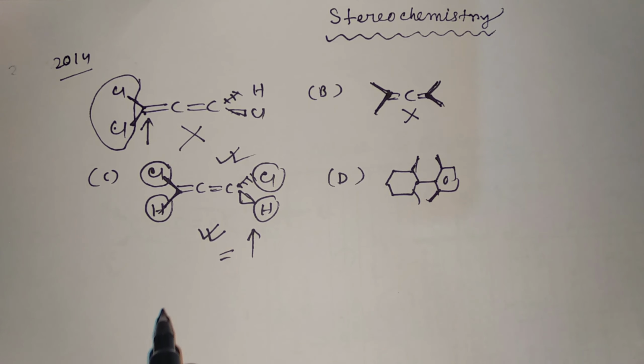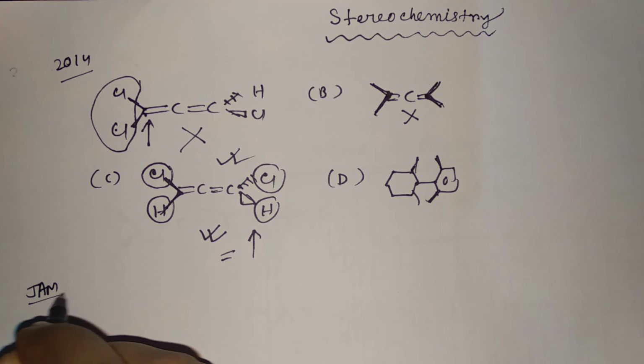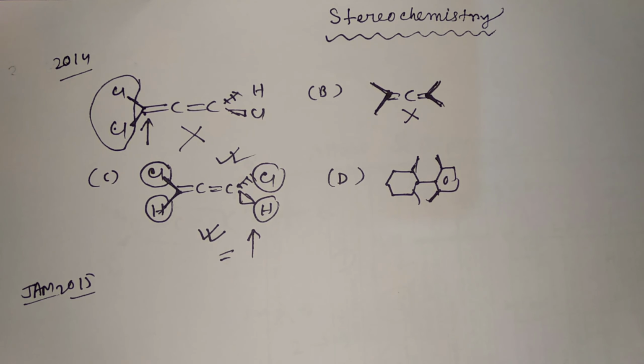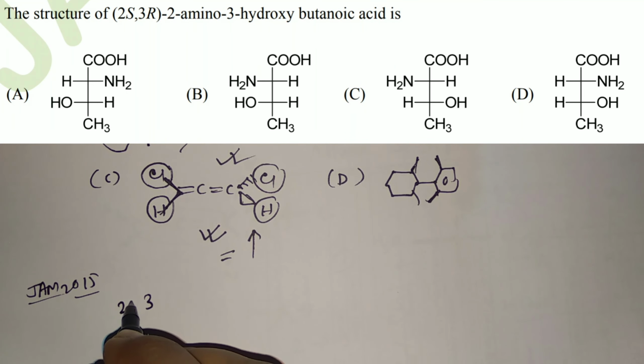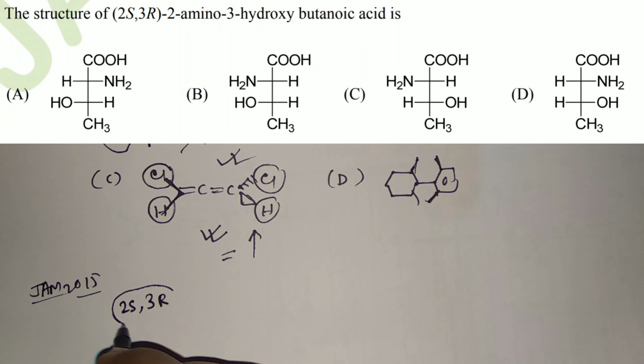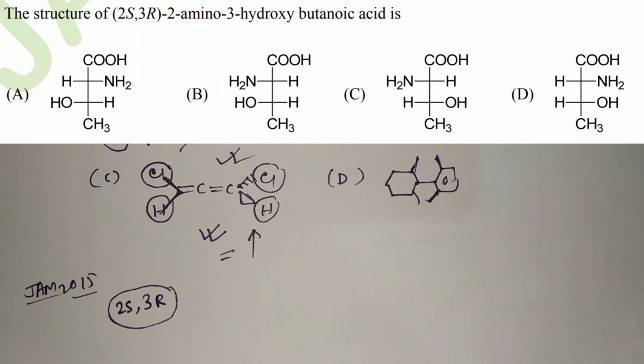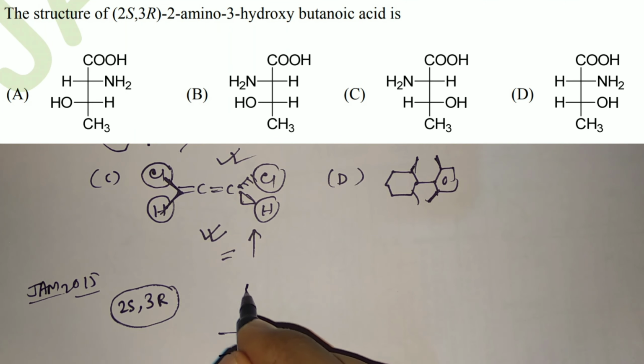So next, coming to JAM 2015. The question was: the structure of 2S3R 2-amino 3-hydroxybutanoic acid is. So you just need to determine the structure of 2S3R 2-amino 3-hydroxybutanoic acid, which is to be finally like this.